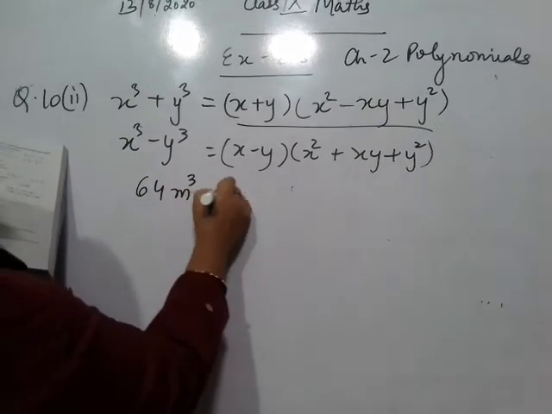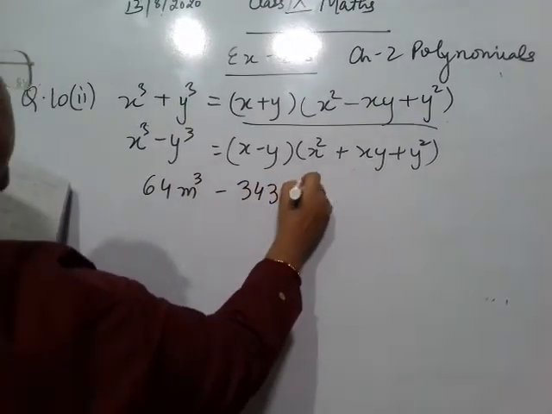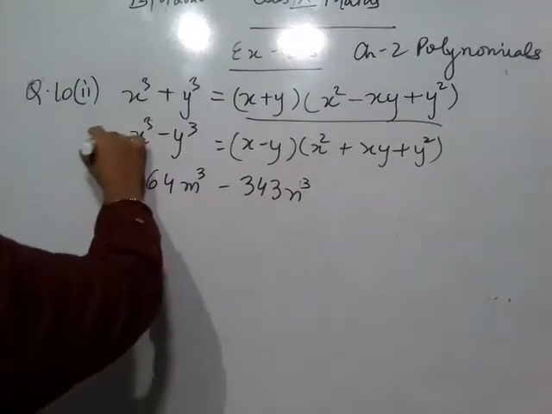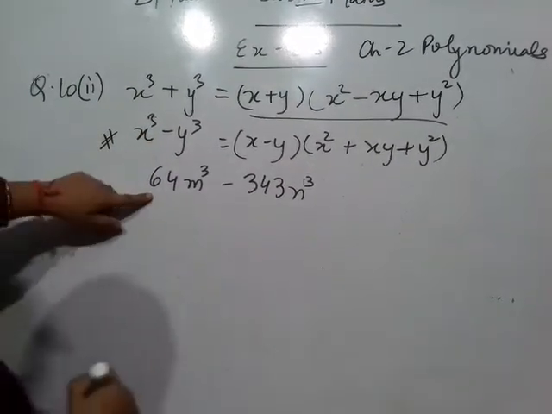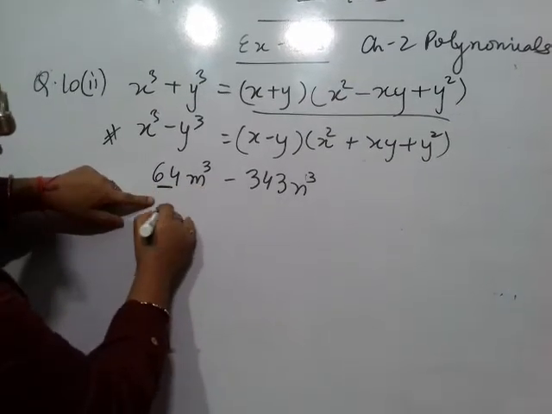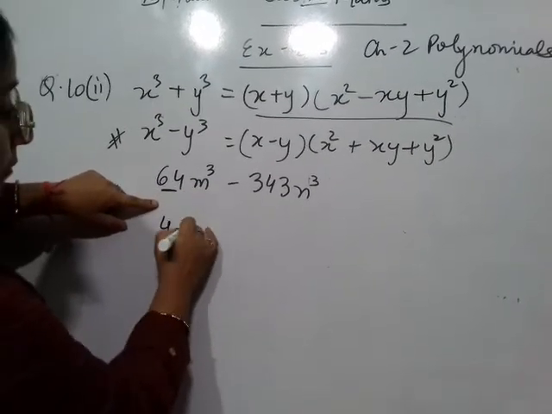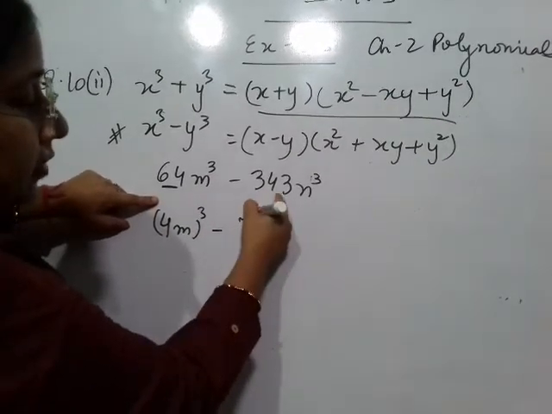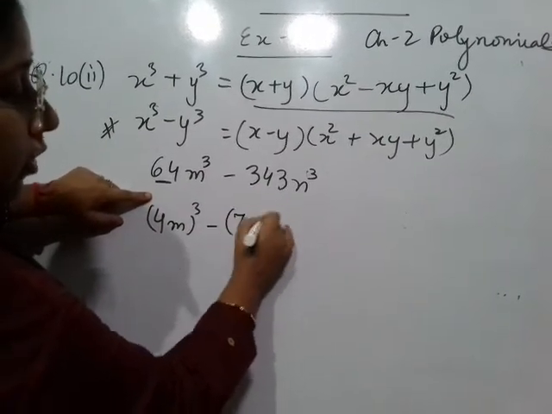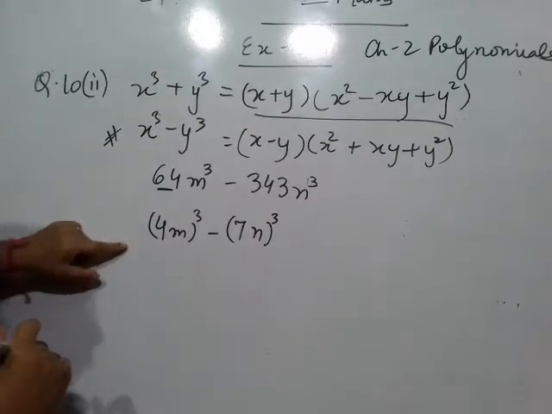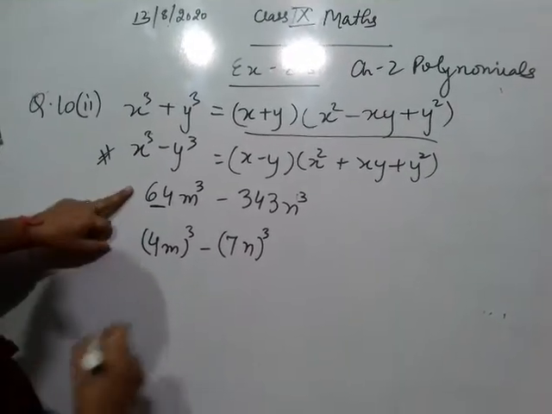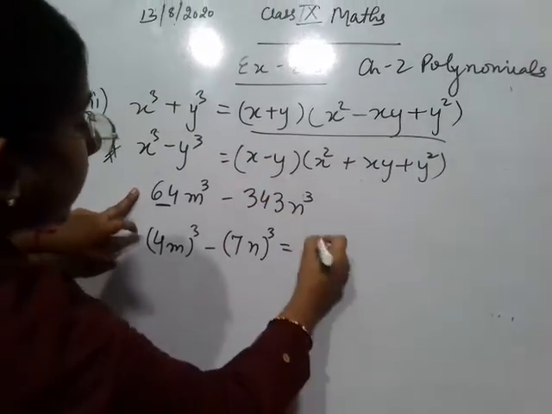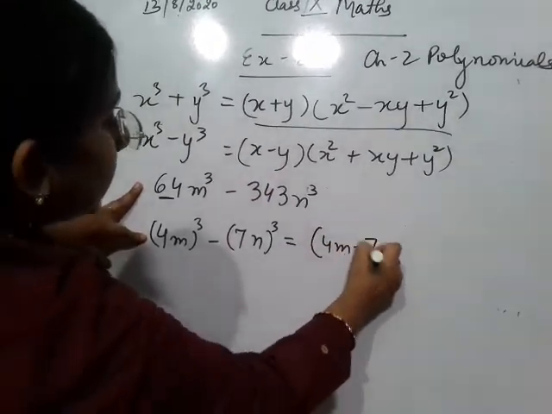Now the question says 64m cube minus 343n cube. We have to factorize this using this formula. Now we can write this as 64 is the cube of 4, then m, so we can write this as (4m) cube minus 7 cube, which is 343. You have to learn the cubes of numbers till 20. Now we have to factorize this using this formula (x minus y), that is (4m minus 7n).